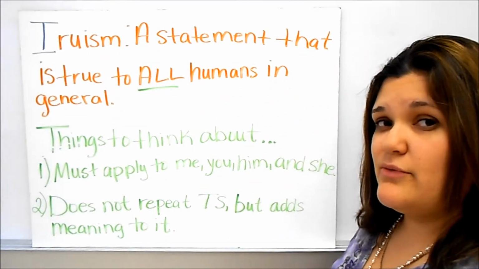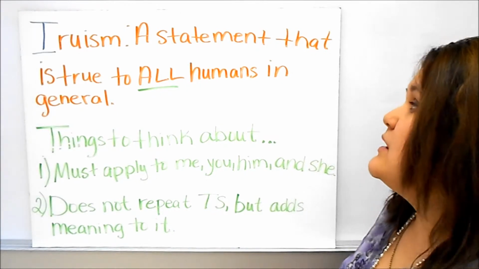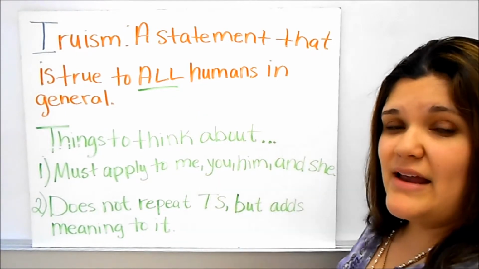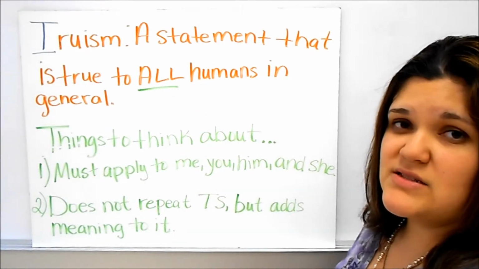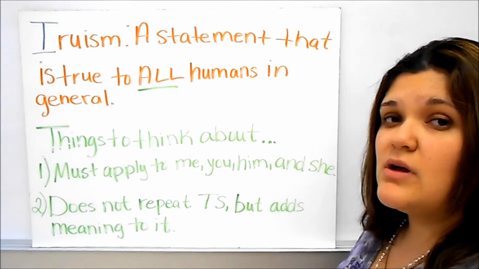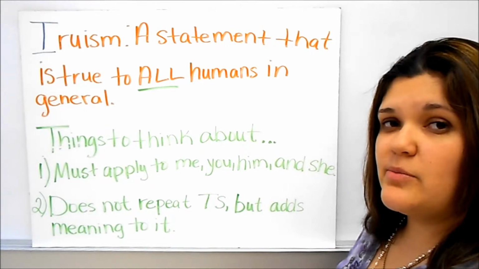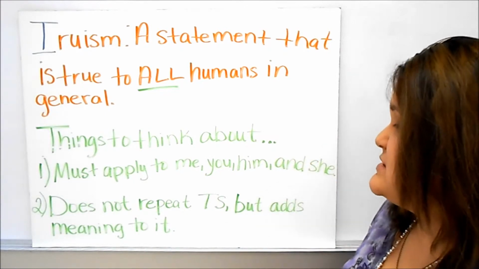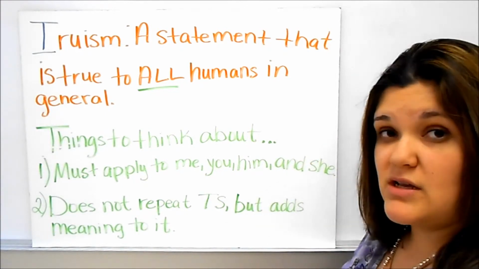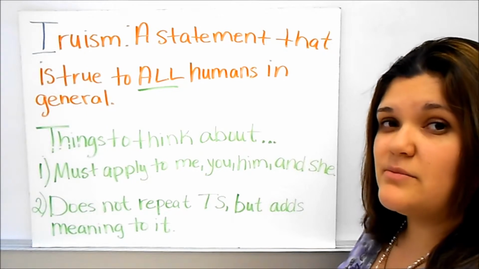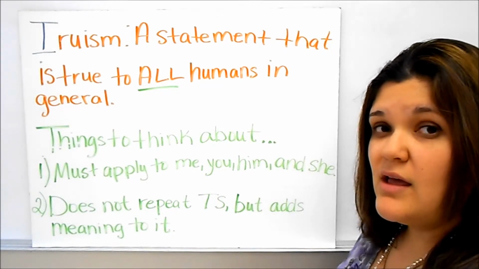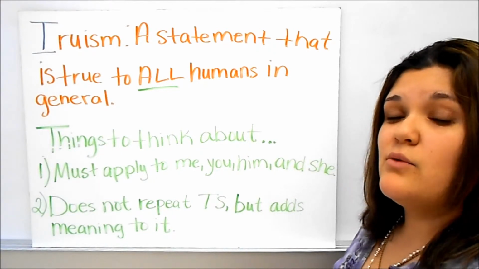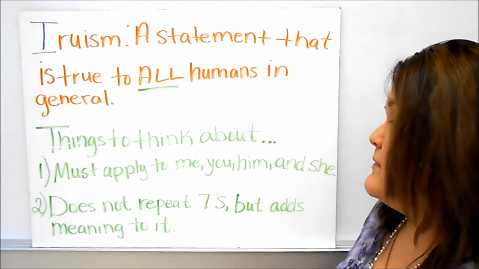Lastly, T for truism. What is a truism? It's a statement that is true to all humans in general. It has to be true for boys, it has to be true for girls, it has to be true for older people, younger people, everybody. Things to think about when writing a truism: it must apply to me, you, him, and she. If it doesn't, when you read it back to yourself, then you're doing it wrong. Revise it and try again.